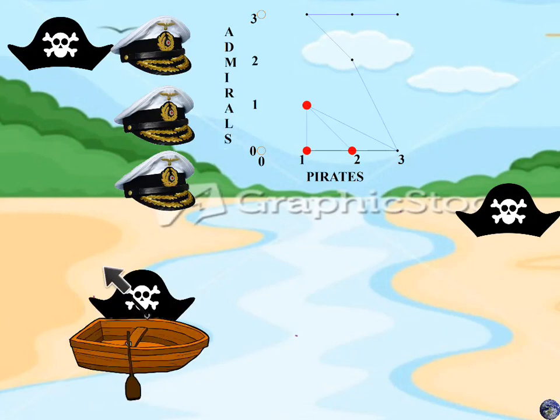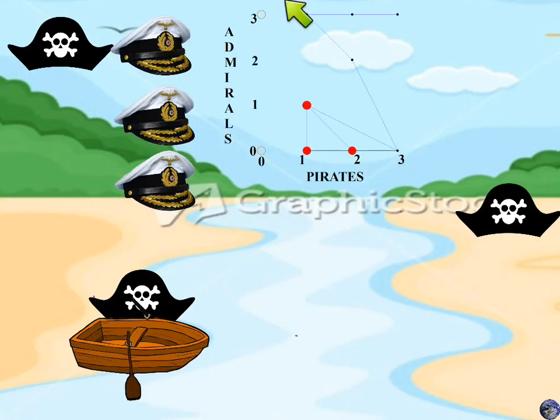So now the boat's returned. We got 2 pirates and 3 admirals, so we're still perfectly good with the situation. And looking at our graph, we're now at the stage where we've got 2 pirates and 3 admirals, so now we're at the second dot. The next stage is to go to this third dot over here. That third dot is 1 pirate and 3 admirals.